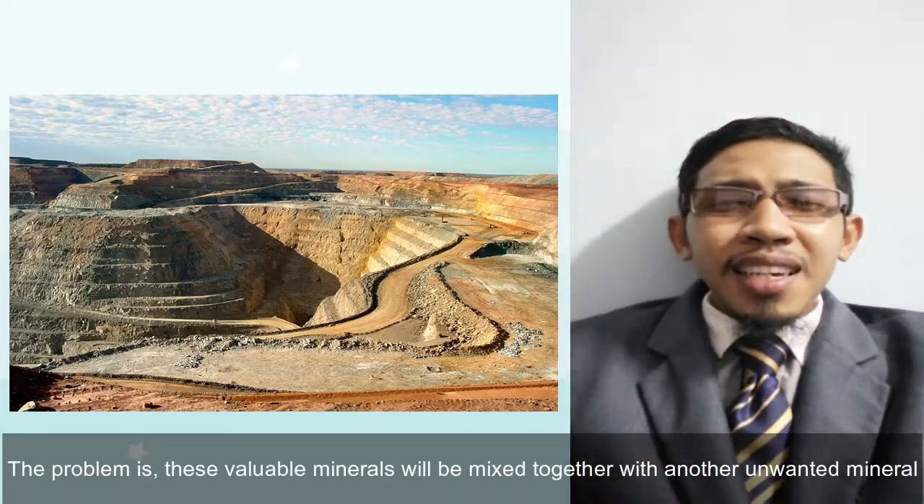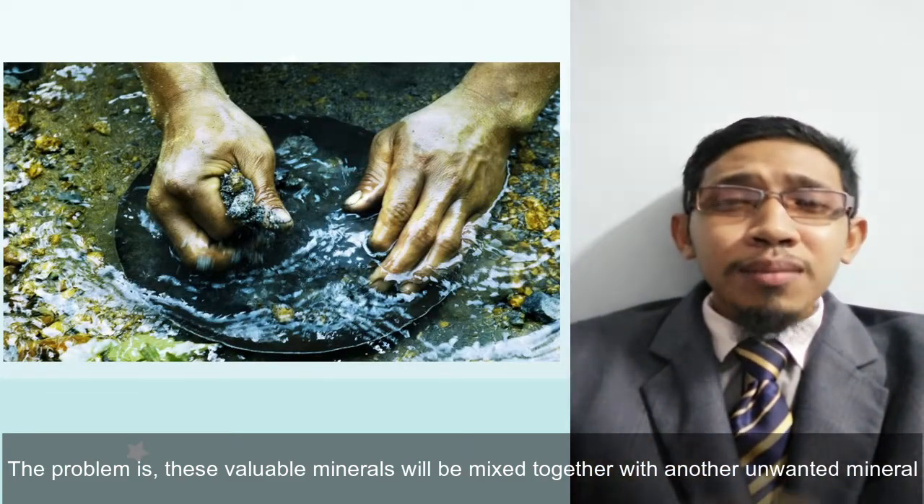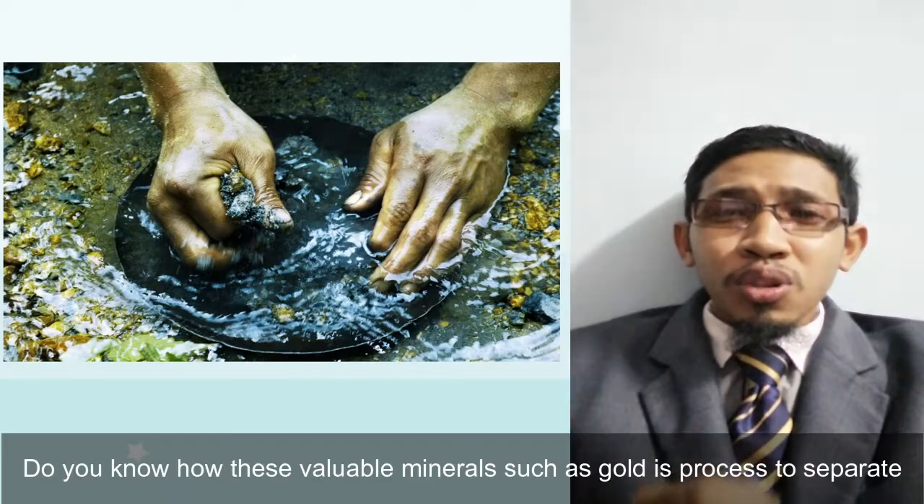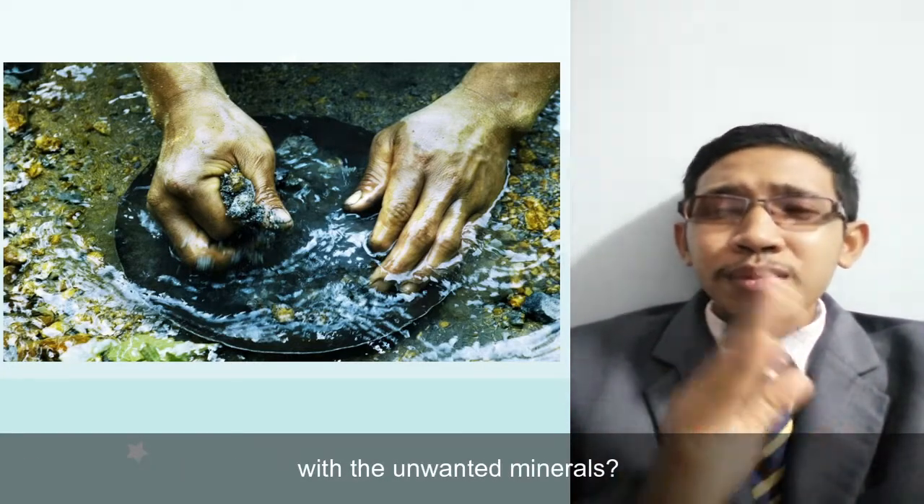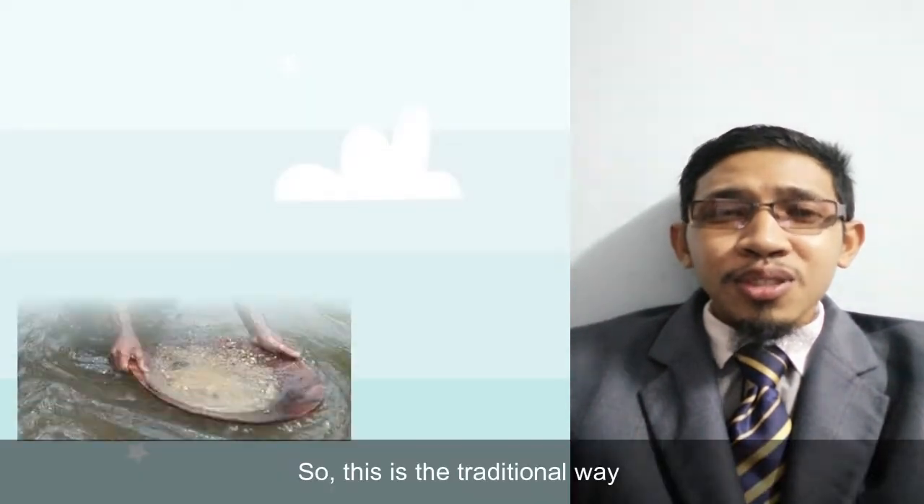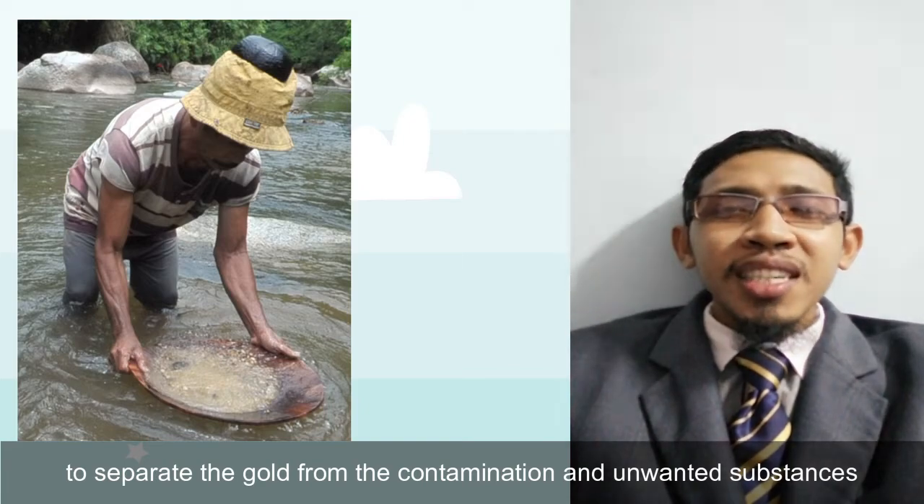The problem is, these valuable minerals will be mixed together with other unwanted minerals. Do you know how valuable minerals such as gold are processed to separate them from the unwanted minerals? So this is the traditional way to separate the gold from the contamination and unwanted substance. This method is called panning.